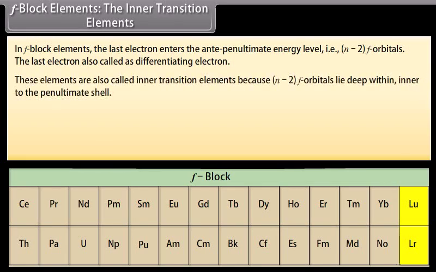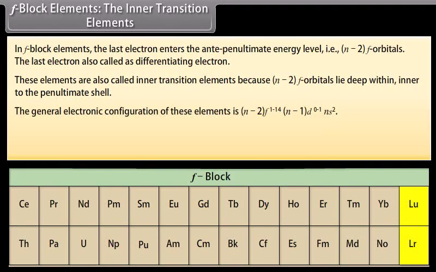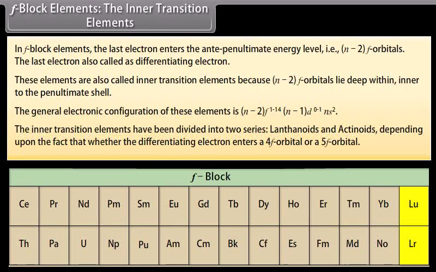These elements are also called inner transition elements because (n-2) f orbitals lie deep within, inner to the penultimate shell. The general electronic configuration of these elements is (n-2)f1 to 14, (n-1)d0 to 1, ns2. The inner transition elements have been divided into two series, lanthanoids and actinoids, depending upon whether the differentiating electron enters a 4f orbital or a 5f orbital.